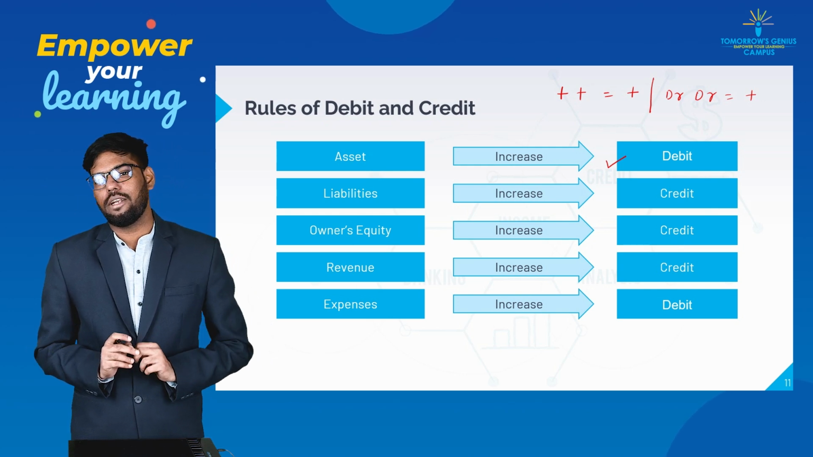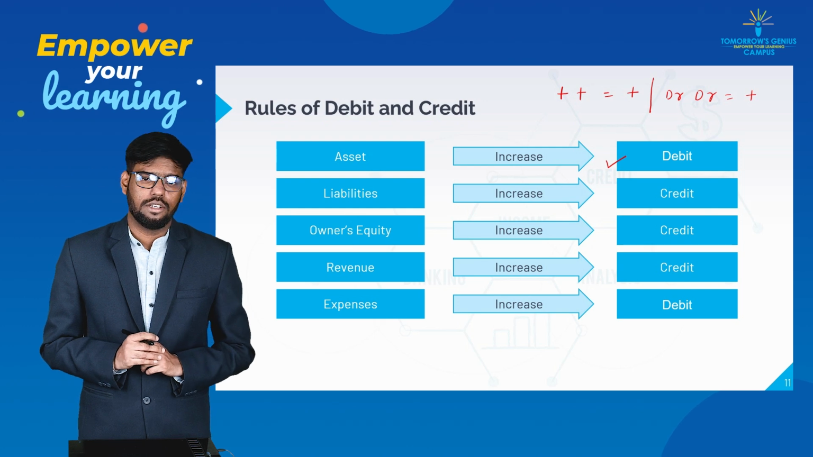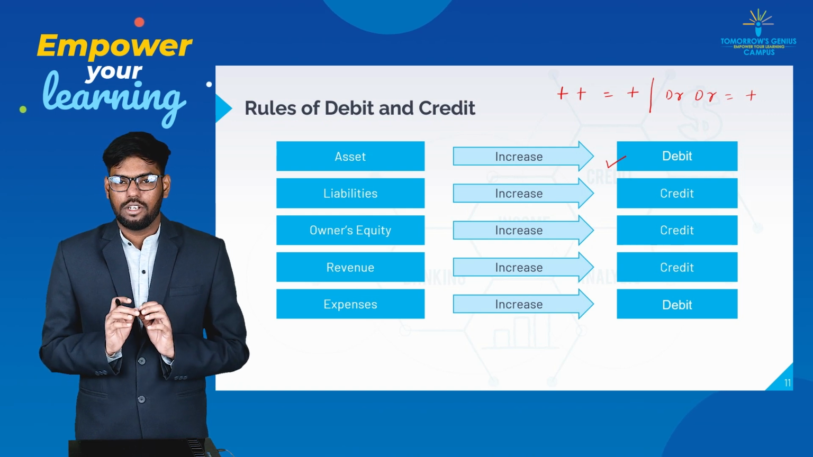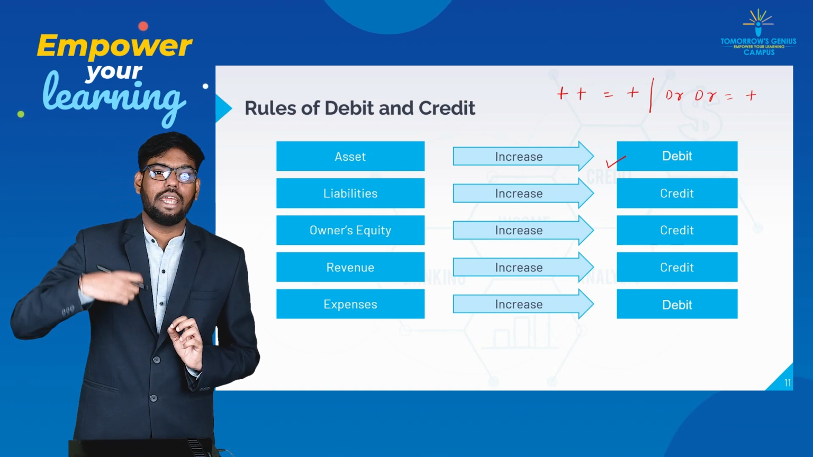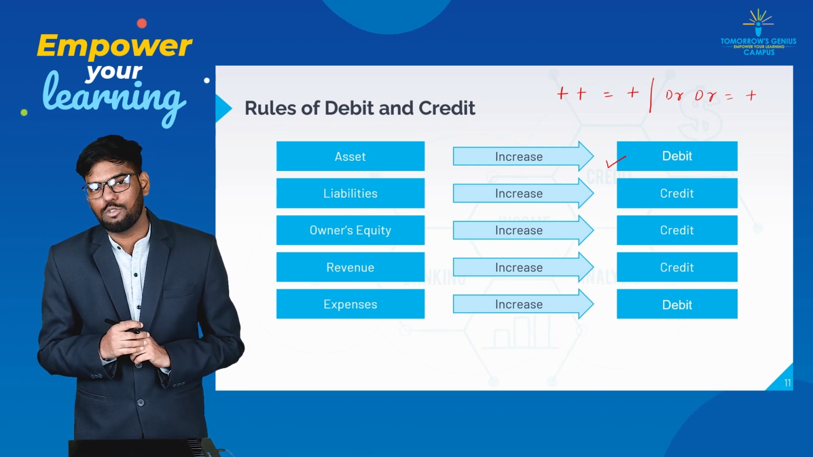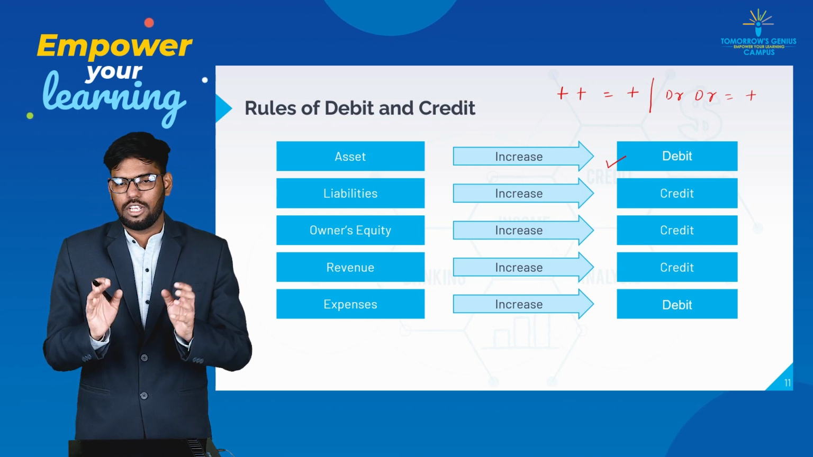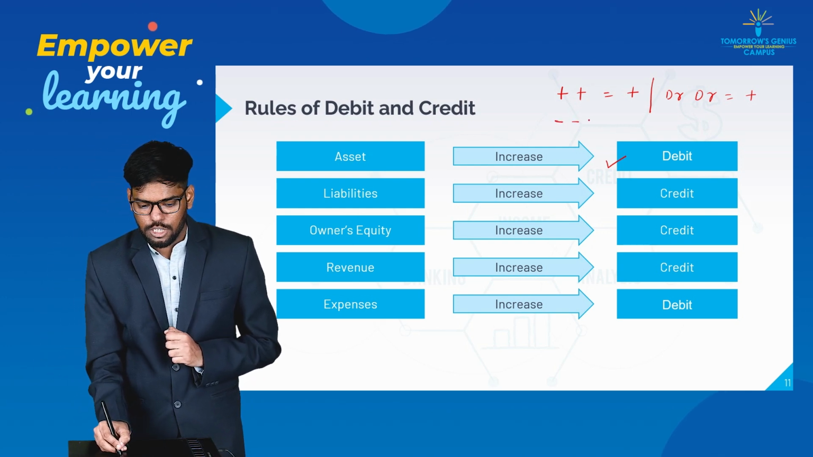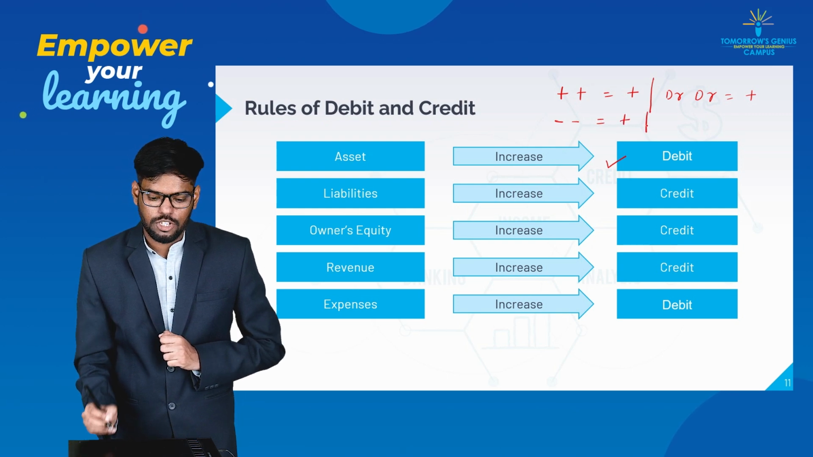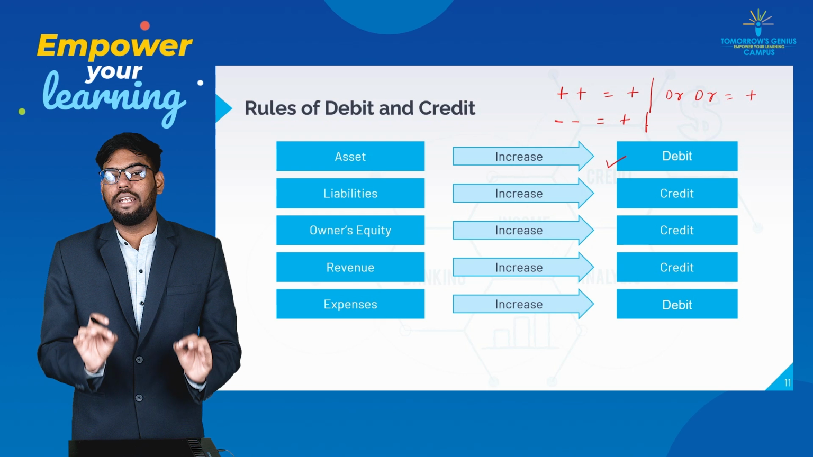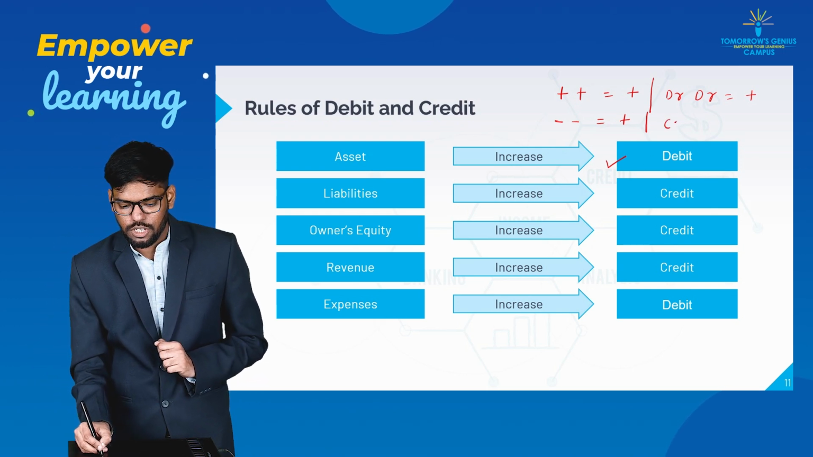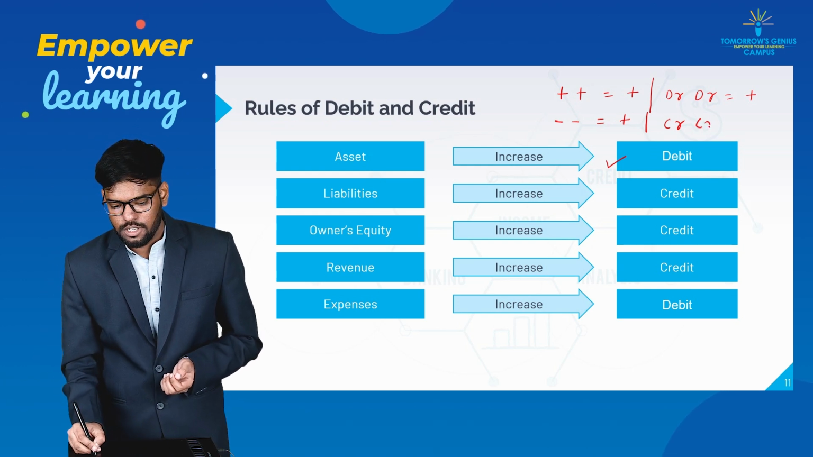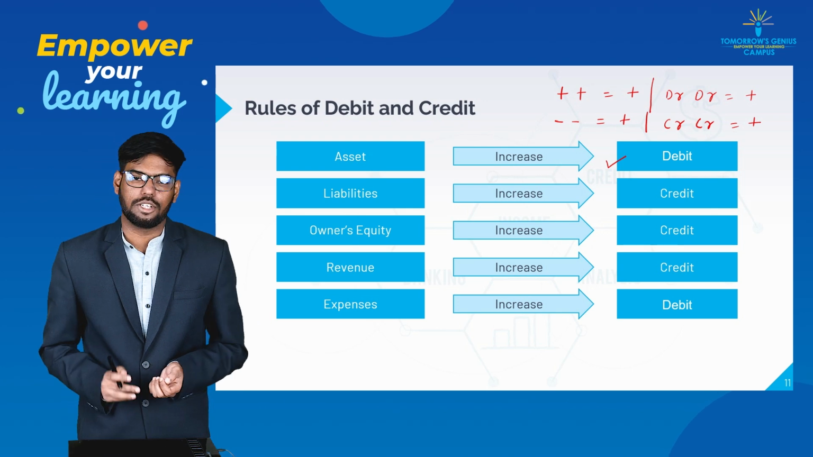Next is liability. As we know, liability means credit. When a liability increases, what do we have to do? We have to credit the same. The same rule applies as in maths. For example, in maths we know minus is equal to plus. Similarly, if liability means credit and any liability increases, we have to credit the same. So credit is equal to plus. Credit will increase.